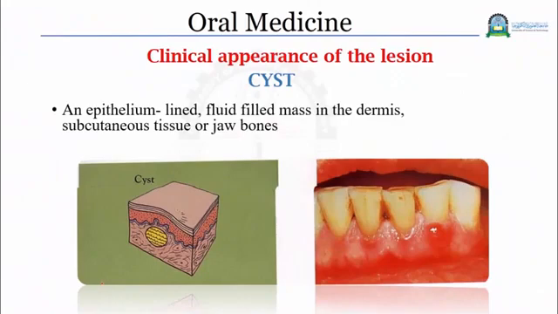The cyst is an epithelium-lined cavity, a fluid-filled mass in the dermis, or in the subcutaneous tissue, or in the jaw bone. So the cyst may form in the dermis, subcutaneous tissue, mucous membrane, or even in the bones of the jaw. The cyst may be fluid-filled or may be secondarily infected, which means that the content of the cyst may be pus.